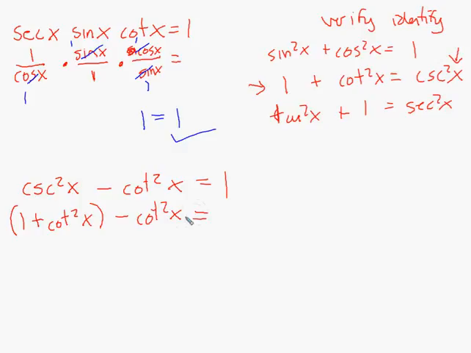Do we see how I did that? I replaced this with all of that. Then I have 1 plus cotan squared x minus cotan squared x. Do you see what happens? These undo each other. 1 equals 1. I have a question. Why couldn't you just add cotangent to the other side?